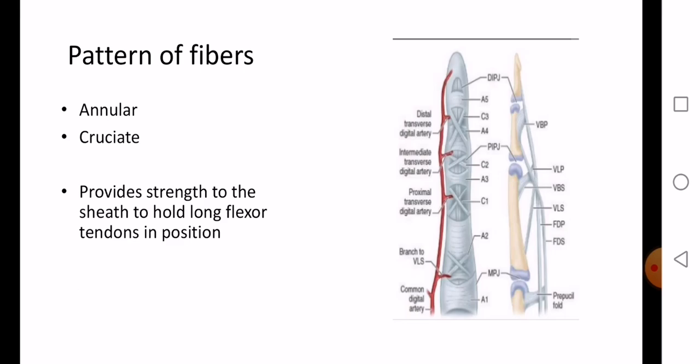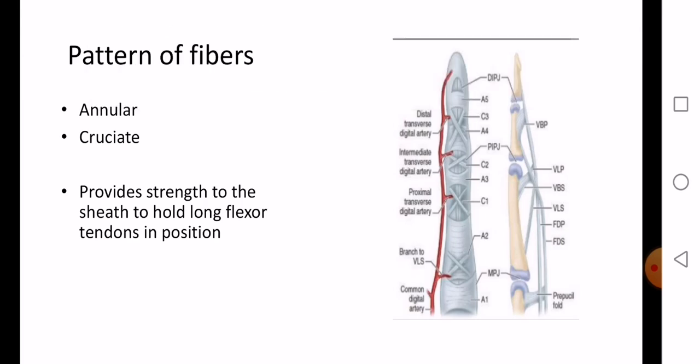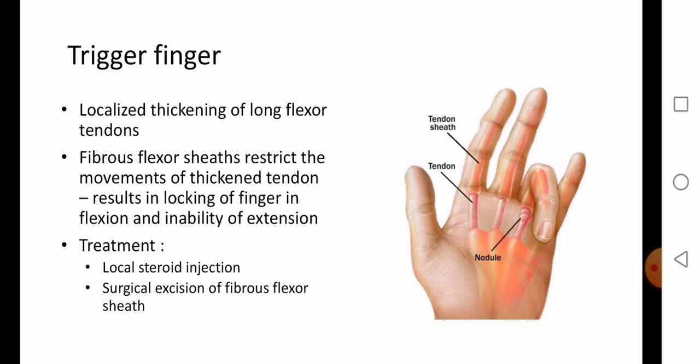Now the pattern of fibers, if you look closely, has 2 types: an annular pattern, also called the transverse pattern, and a cruciate pattern. This is to provide strength to the sheath to hold the long flexor tendons in position. That is why they have this arrangement. So there is this fibrous flexor sheath, and beneath this the long tendons are passing.